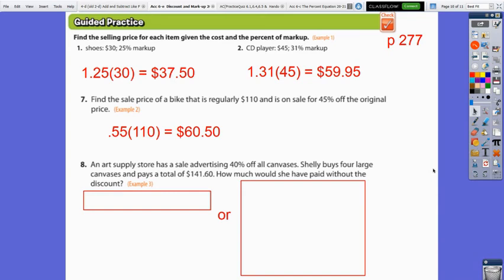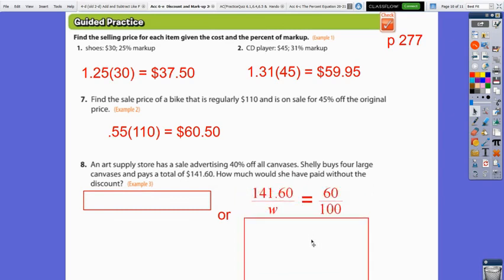Number eight, an art supply store is advertising 40% off all of their canvases. Shelley buys 4 large canvases and she pays $141.60. That's the sale price. What would she have paid if she didn't get the 40% discount? So this one is asking, what is the original price? So if it's 40% off, then she is paying 100 minus 40, or 60% of the original price. So 141.60 is 60% of the original price.